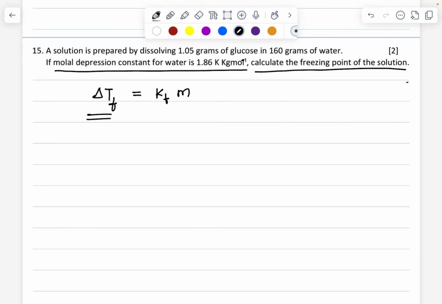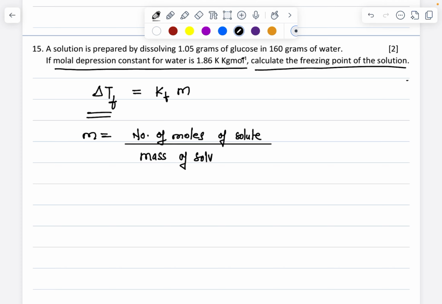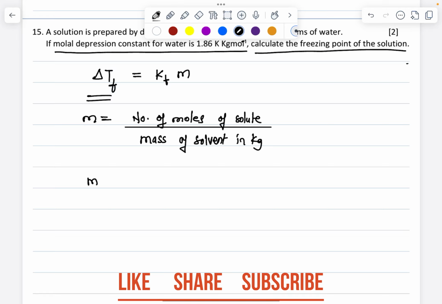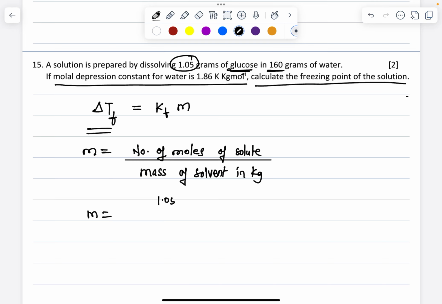First we'll find the depression, how much is the difference. For that I require the molality. What is molality? Molality is the number of moles of solute upon mass of solvent in kg. What is the number of moles of solute? Our solute is glucose, and the weight is 1.05 gram. So we find moles as given weight, 1.05 gram, upon its molar mass, and upon the mass of the solvent.